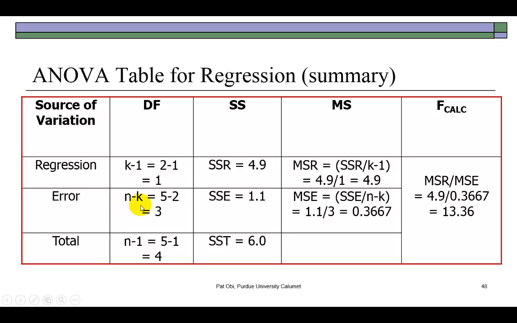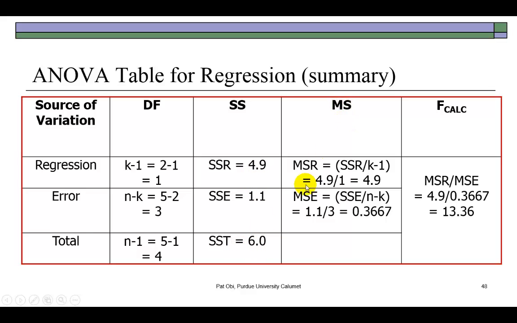And for error is n minus 2. N is sample size, and in this example 5, and k would always be 2 in a simple linear regression, b0 and b1. And that comes out to be 3. And then total degrees of freedom would always be n minus 1 for the total variation, which is 4. And then we calculated earlier sum of squares regression to be 4.9 and sum of squares error to be 1.1. So that'll make sum of squares total the sum of these two numbers, and that's 6.